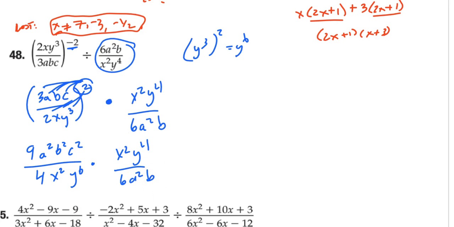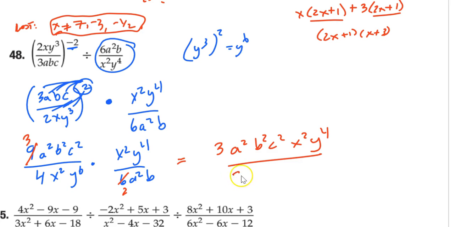Now again, I always like to do variables and numbers separately, so let's do numbers first. 6 and 9 reduce. Divided by 3, get 2 and 3. And that's pretty much it. My variables left over are this. So I get 8 x squared y to the 6th a squared b.